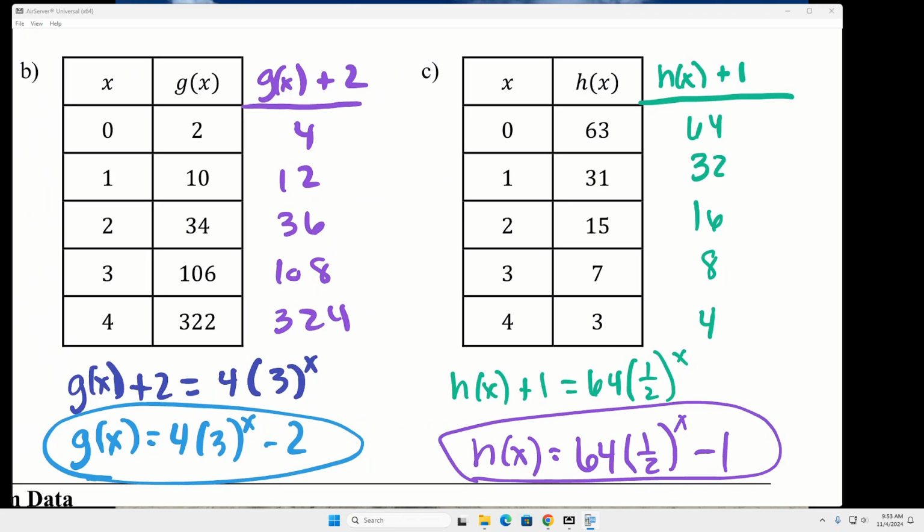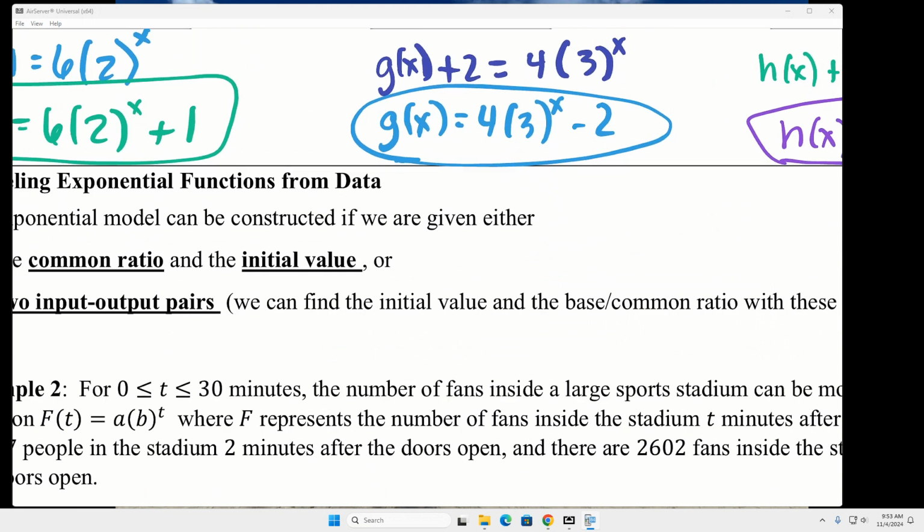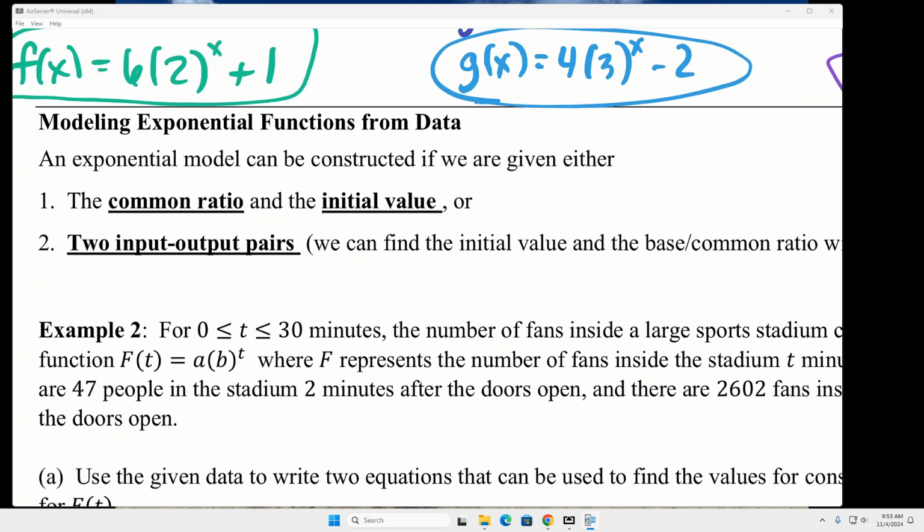Okay, the other stuff we're going to do I think is going to feel kind of familiar because we've done it with quadratic and cubic and other types of polynomial functions. And so to be able to write the model for an exponential function, you need one of two things. You either need the common ratio and the initial value, kind of what we knew on the tables, or you need two input-output pairs.